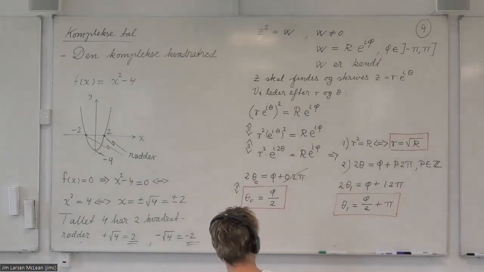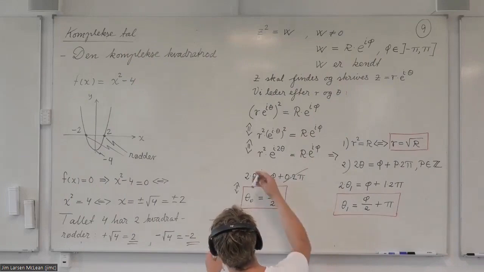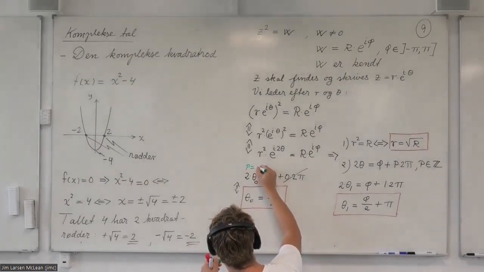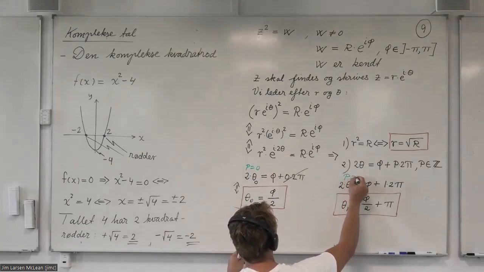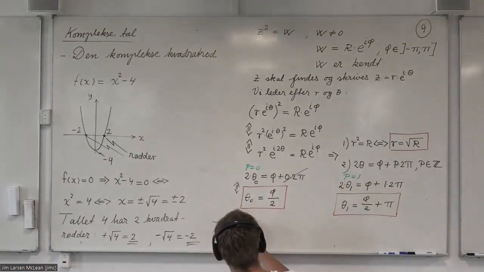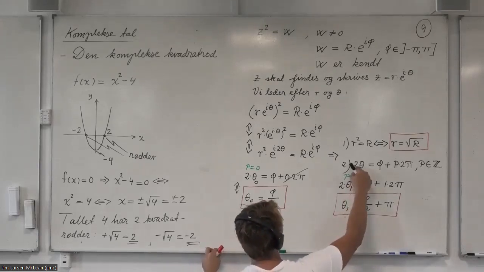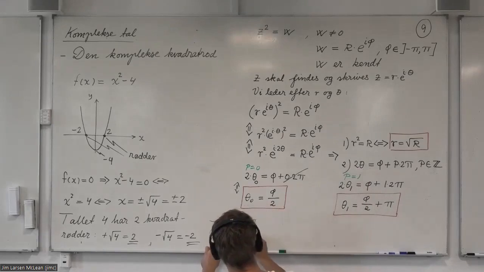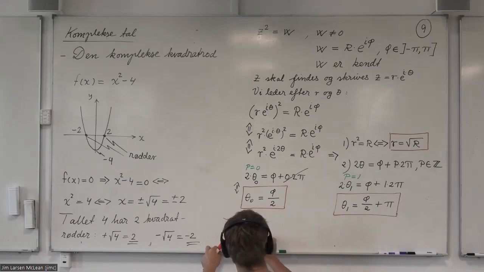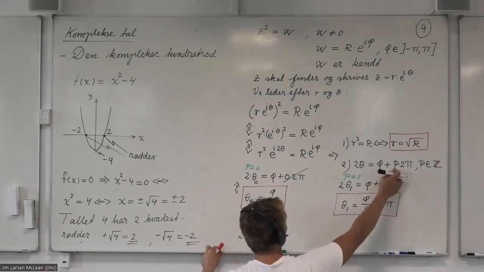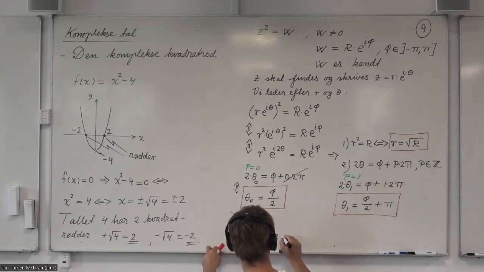So I'm on board with the idea that if I just write it down exactly as it is, then here was P. Now P equals 2. If P equals 2, what does it say then? Then it says, if I look up here, 2 times theta 2 equals phi plus P times 2π, which is now 2.